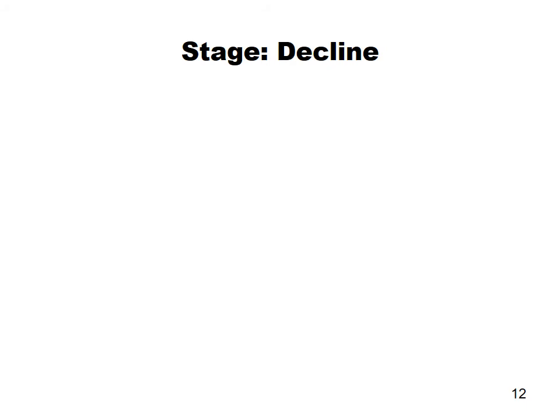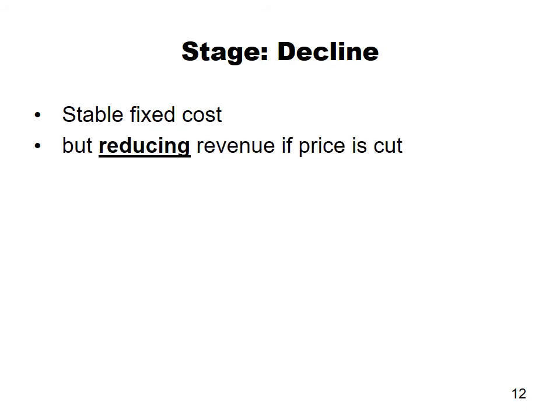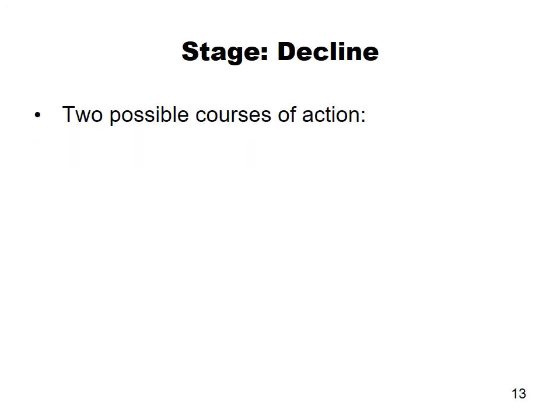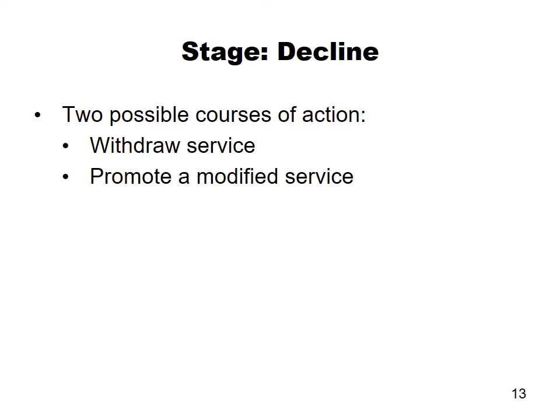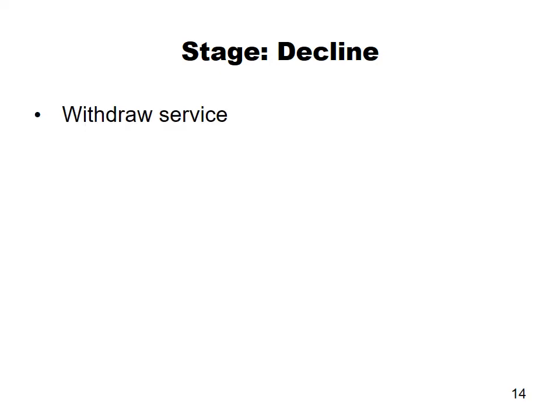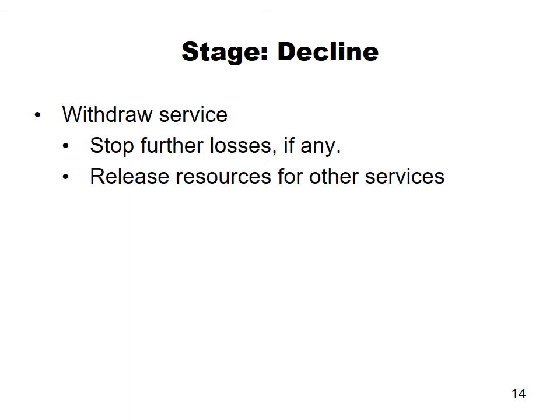At the stage of decline, there will be stable fixed costs, but reducing revenue even if the price is cut. Two possible courses of action can be taken by the bank. One is simply to withdraw the service, basically stop the service altogether. The other is to promote a modified service. Withdrawing the service will stop further losses, if any, and release these resources for other services that are making money.